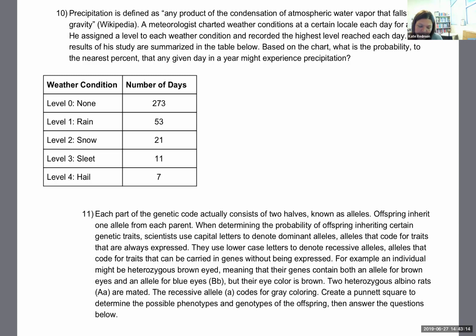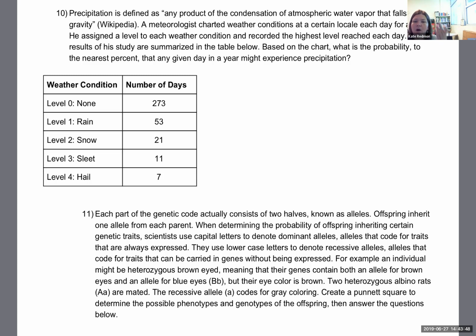Number 10 says, precipitation is defined as any product of the condensation of atmospheric water vapor that falls under gravity. That was a real life definition I got from Wikipedia, you guys. A meteorologist charted weather conditions at a certain locale each day for a year. He assigned a level to each weather condition and recorded the highest level reached each day. The results of his study are summarized in the table below. Based on the chart, what is the probability to the nearest percent that any given day in a year might experience precipitation? And then we have this chart here.